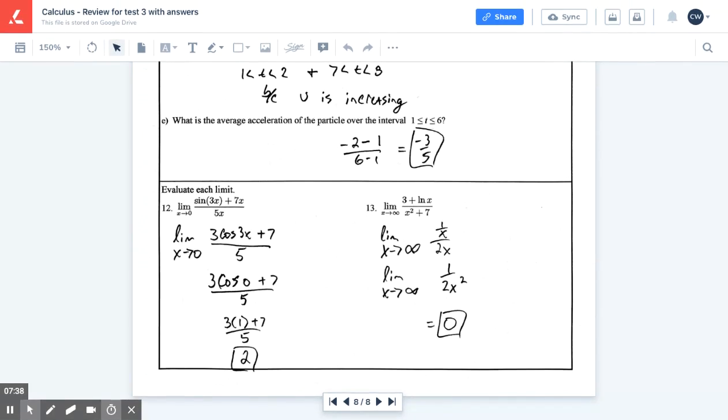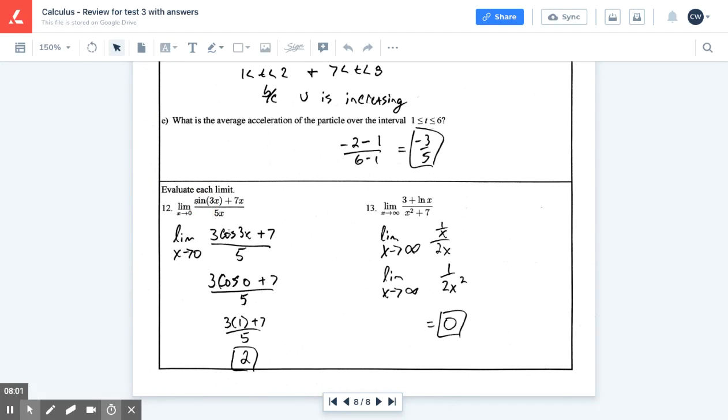Okay, then we have our L'Hopital's rule problem. Remember, you want to plug in and make sure you can use L'Hopital's. Remember, you can use L'Hopital's when you have 0 over 0 or infinity over infinity. So I plug in 0, sine of 0 is 0. I plug in 0, that's 0, so my numerator is 0. Plug 0 to the bottom, it's also 0. So that means I can use L'Hopital's.